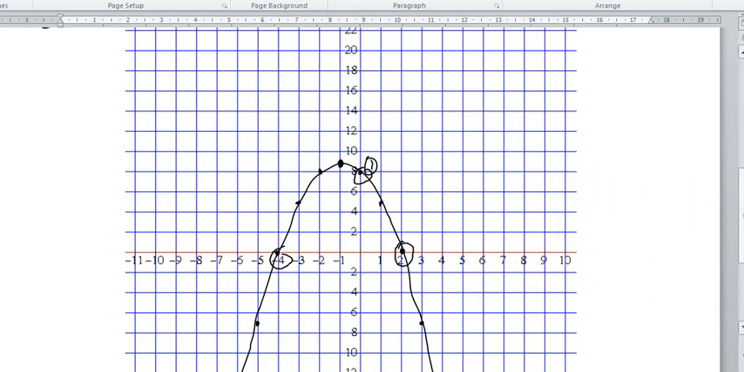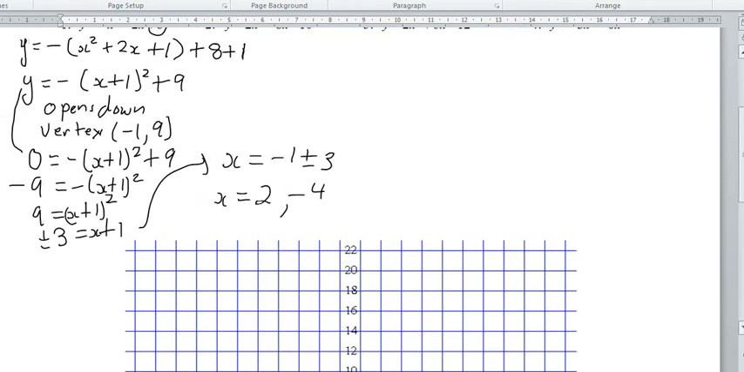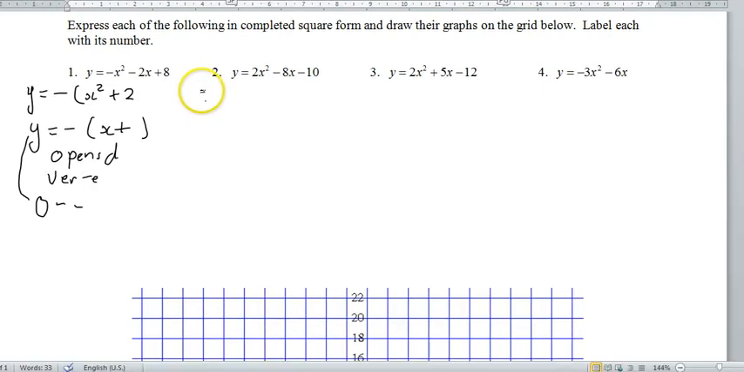Okay, and I won't go into necessarily all of this detail with the other ones. We'll just basically complete the square and graph them. So what I'm going to do is just clear me some space here. So just give me a moment. Okay, I've got some space cleared, so let's move on to number 2.